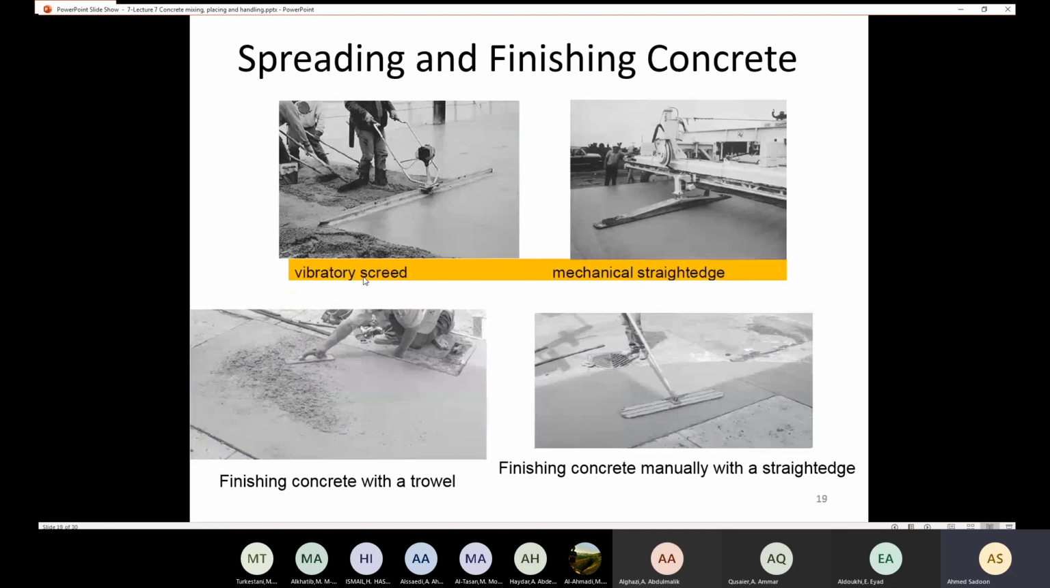Also, we have the vibratory screed, this one here. This one is a good tool to spread and finish the concrete. Here we have the mechanical straight edge, like this one. This one is good when the area of the slab is large. Also here we have a straight edge. This one is a manual straight edge, and this one is a mechanical straight edge. Also we have the normal trowel. You can use the normal trowel to finish the concrete, but this is going to be limited to small jobs.